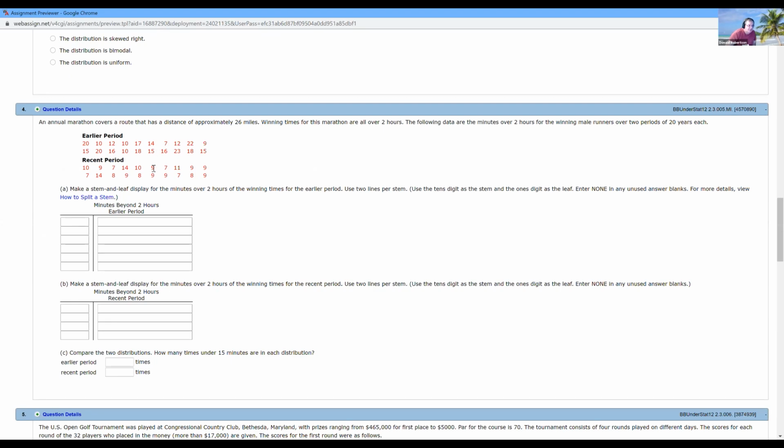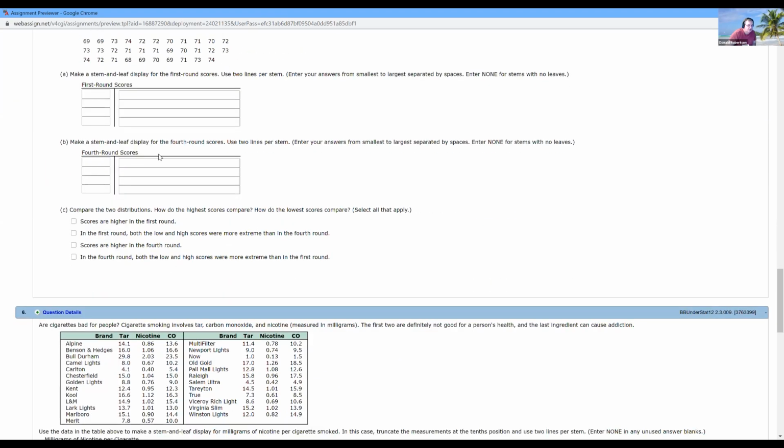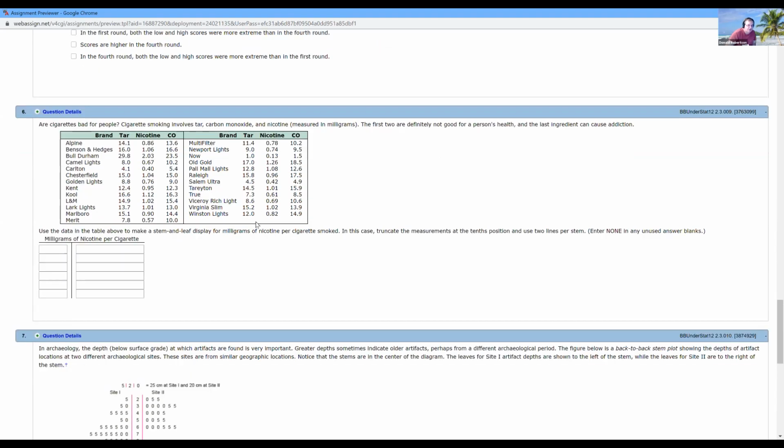Here's an early period, recent period, make stem and leaves. Here's golf tournaments, make some stem and leaves. Here's some data on something to do with nicotine. And here's a back-to-back.